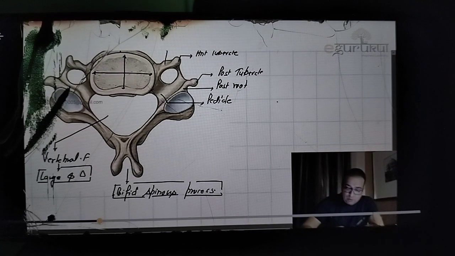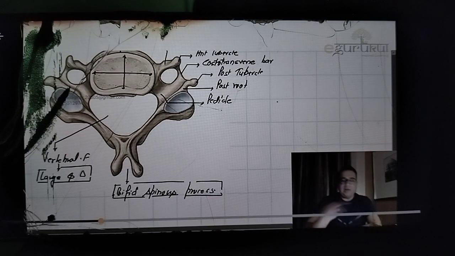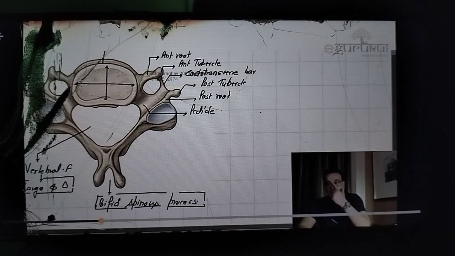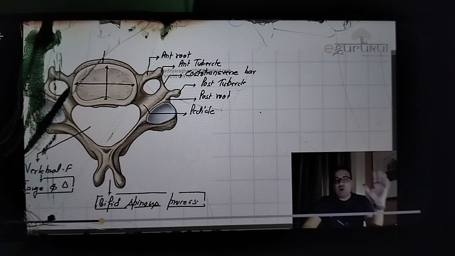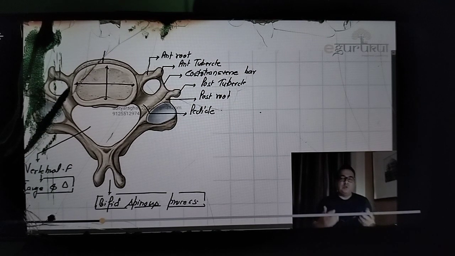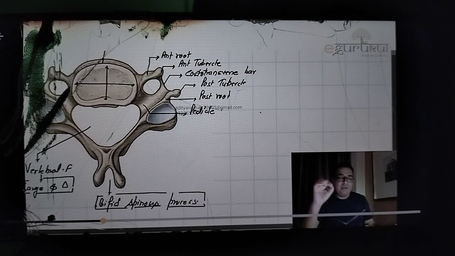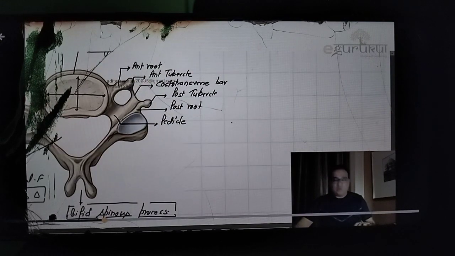The one which is connecting both the roots, this here, is called the costo-transverse bar. The word costo is for the ribs actually. It connects the anterior and the posterior tubercle. Obviously, ribs are not attached to the cervical vertebrae, but the cervical vertebrae do have a component of the rib. Developmentally, ribs are extensions coming from the vertebrae itself. So even though we do not have a rib attached to the cervical vertebrae, some costal element is present there. Now what is the costal element?